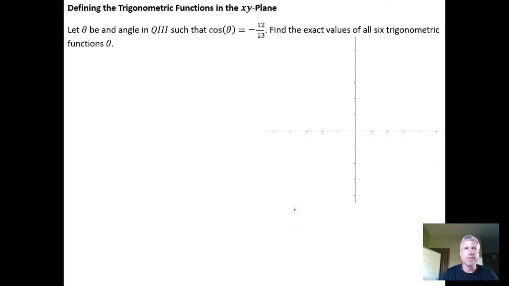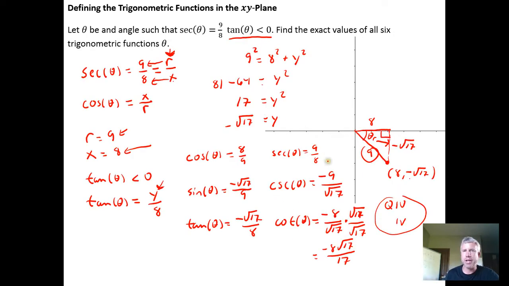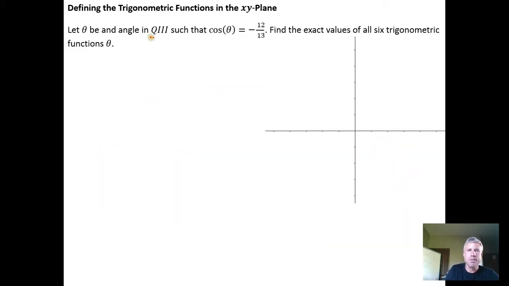So here's another example. I say let theta be an angle in quadrant 3. So now we're being told where we are. In the previous example we had to figure out which quadrant we were in. That was a mystery. Now it's not a mystery. We're told that we're in quadrant 3. So it's quadrant 1, 2, 3. We're in Q3. Which means we know the x-coordinate is negative and the y-coordinate is negative. Both x and y are negative values in quadrant 3.